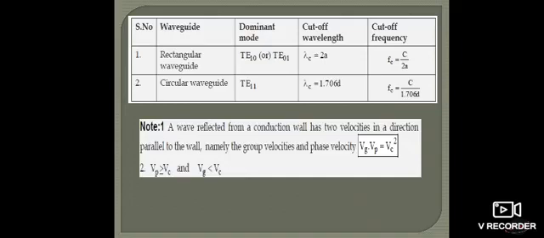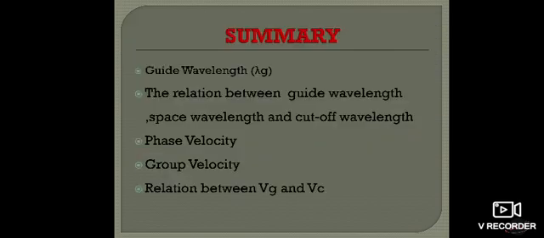Okay, so when a wave is deflected from a conducting wall, it has two velocities in a direction parallel to the wall, namely the group velocity and the phase velocity, where Vg times Vp equals Vc squared. So we have two conditions: Vp is greater than Vc, and Vg is lesser than Vc. This should be noted. I have also covered the guide wavelength, the relation between the guide wavelength, the space wavelength and the cutoff wavelength, what the group velocity and phase velocity are, and the relation between Vc and Vg. So this is about this topic.